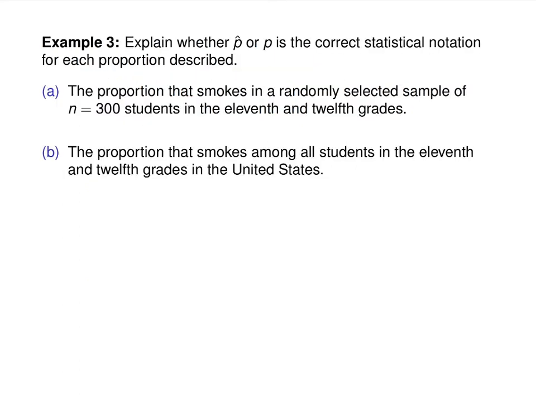So explain whether p hat or p is the correct statistical notation for each proportion described. The proportion that smokes in a randomly selected sample of n equals 300 students in the 11th and 12th grade. Well, first of all, this is a proportion, so it's going to be a p something, and since it was a sample of 300, it's p hat. So since from a sample.